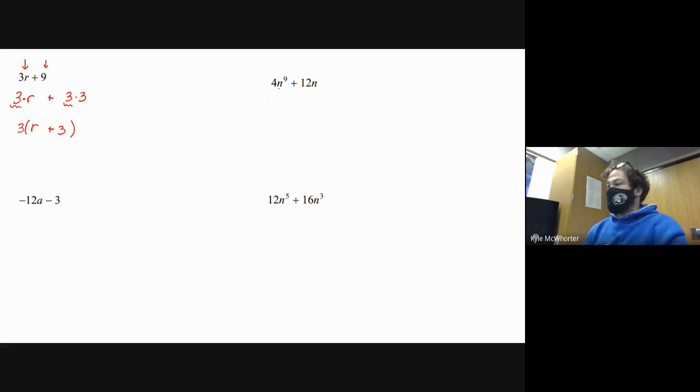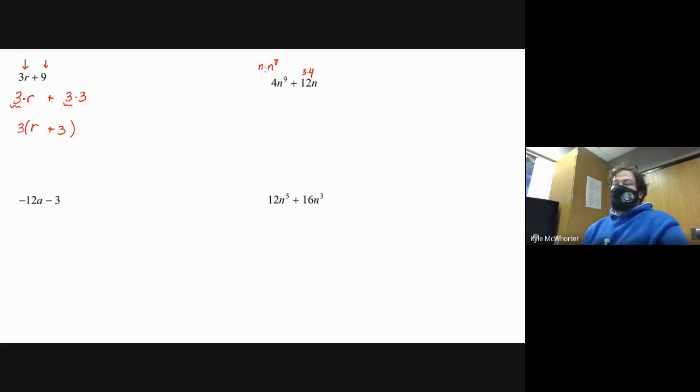When there are variables in both terms, then we can factor out variables as well, right? So we can think about this as there's 4, and then there's 9 factors of n in the first term. And in the second term, there's 12 and then 1 factor of n. But 12 is 3 times 4, right? And n to the 9th, that's n times n to the 8th, if you're thinking about all the factors of n right there.